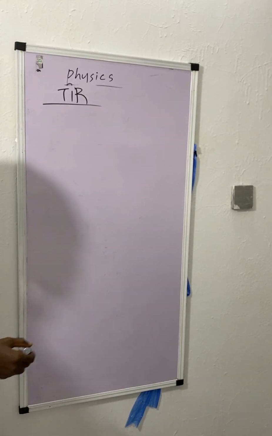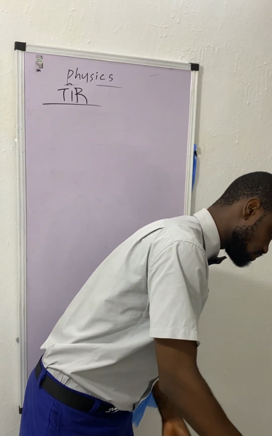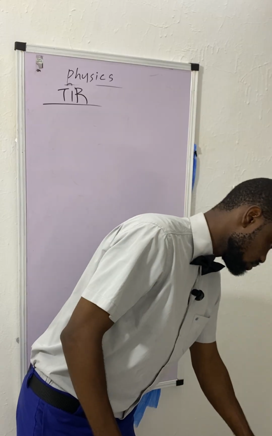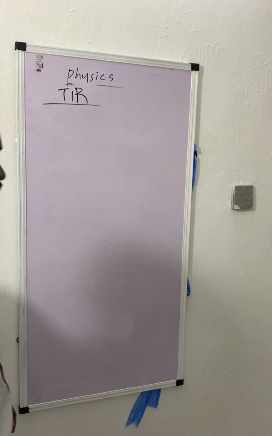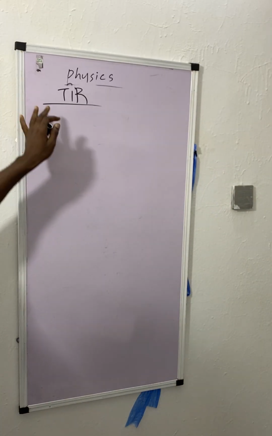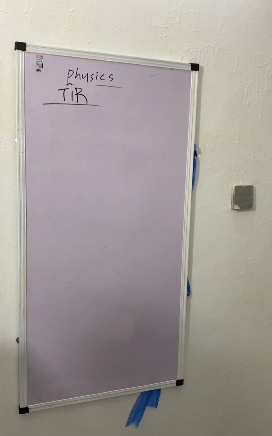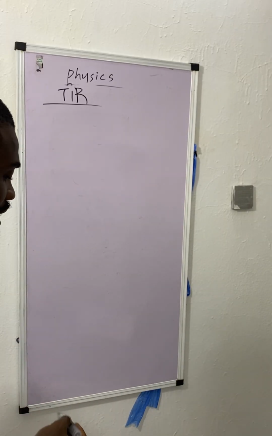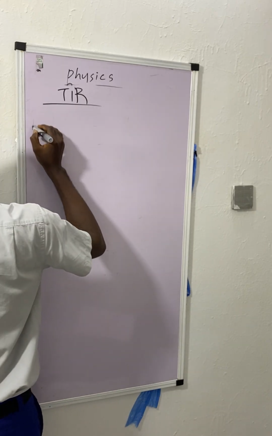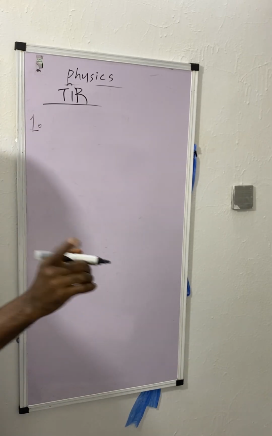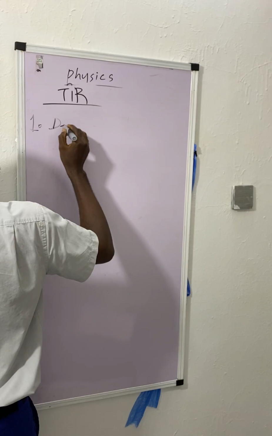overall reflection of an object. That's total internal reflection. And there are conditions necessary for this total internal reflection to occur. First of all, the light must travel from a denser medium to a less dense medium. So, number one, the condition necessary is that the light must travel from a denser medium.